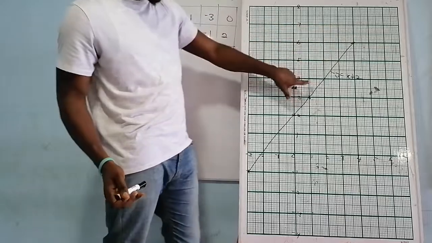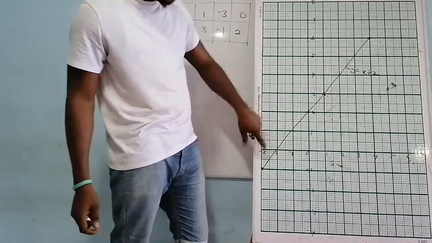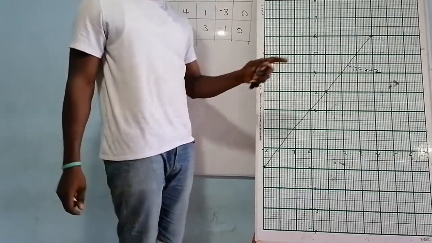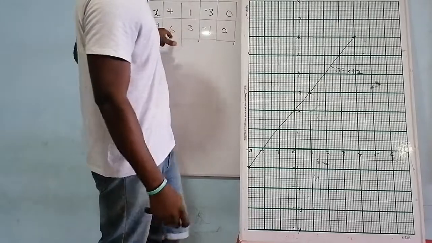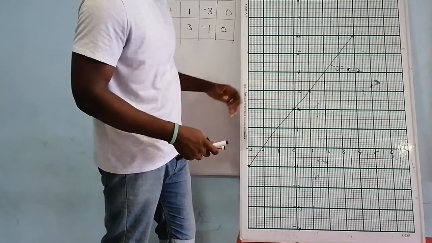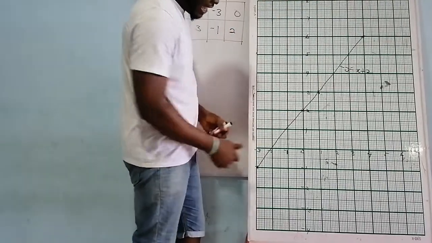Once you draw this and you realize that some of the points do not lie on this straight line, you should know that you have probably made a mistake in calculating your corresponding y value. So you should go back and check it. You should always have a straight line like I have had.